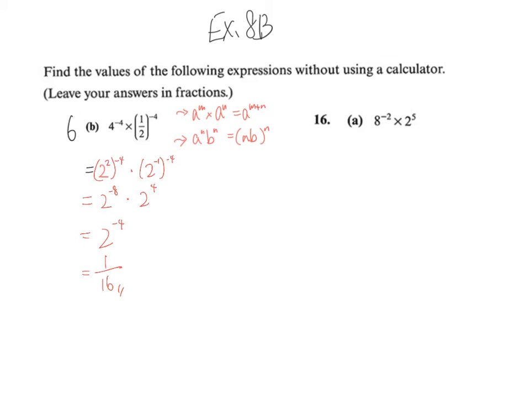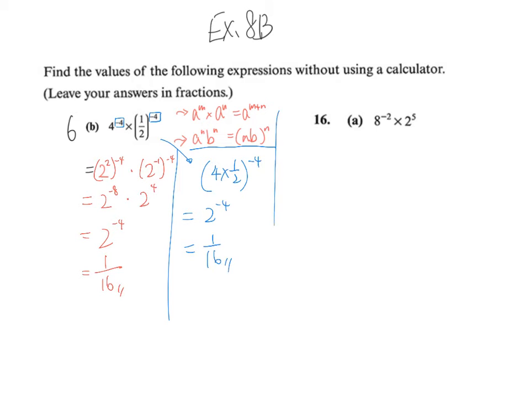Or, as I just said, you may use another way. This one, a to the power n, b to the power n equals a times b to the power n. Because we have the same index for this one, I can make it 4 times 1 over 2, whole thing to the power negative 4. And then 2 and 4 you simplify, it becomes 2 to the power negative 4. So the answer is also 1 over 16.